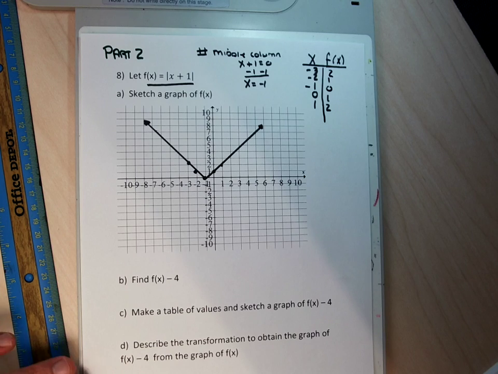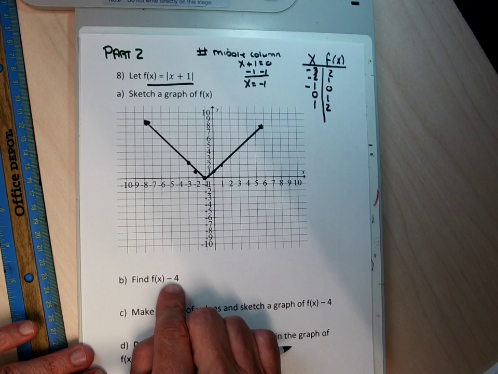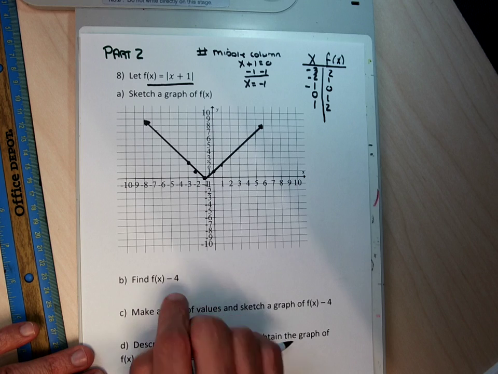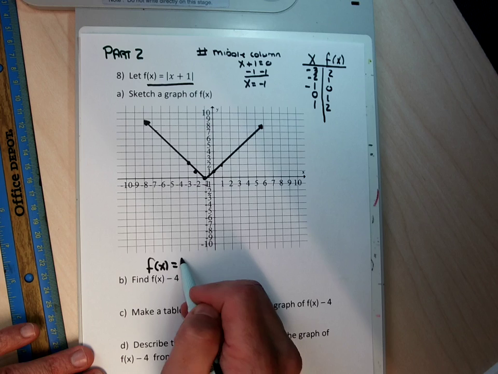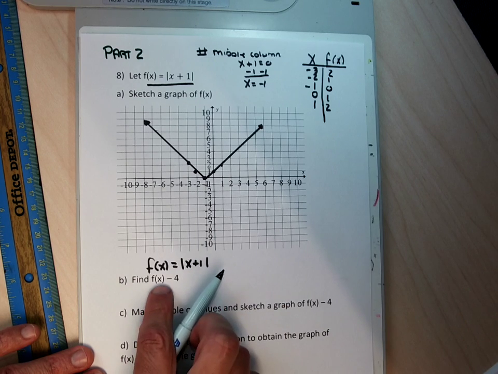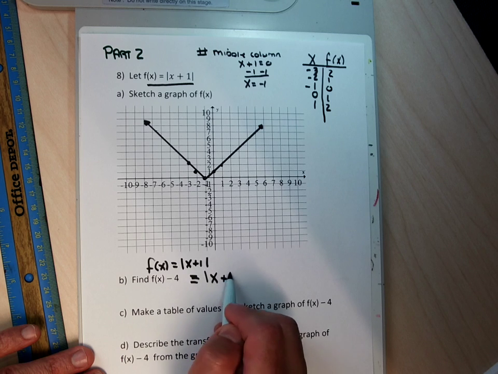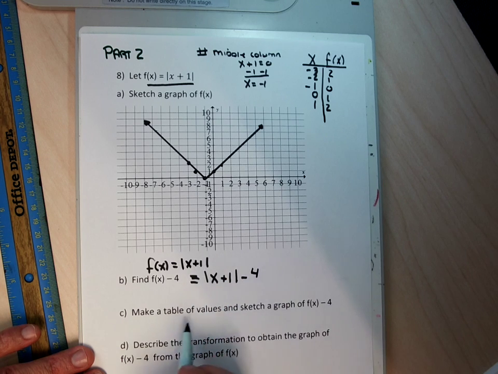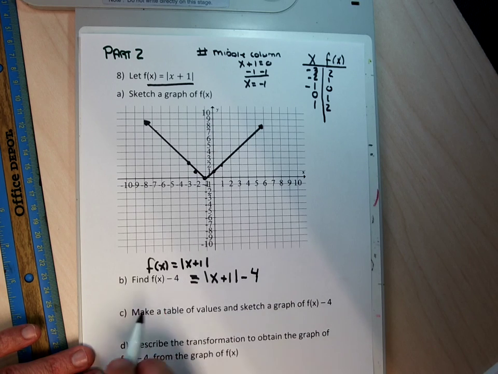The next thing is my part B, and in each of the first 6 problems, the number that was added or subtracted was inside the parentheses in the function notation. Here, it's not inside the parentheses. It's physically after the f of x symbol. And to find f of x minus 4, the f of x symbol is going to be replaced with the absolute value of x plus 1, and the -4 is just going to be tacked on afterwards. It's not going to go inside the parentheses or under the absolute values because it's after the function.